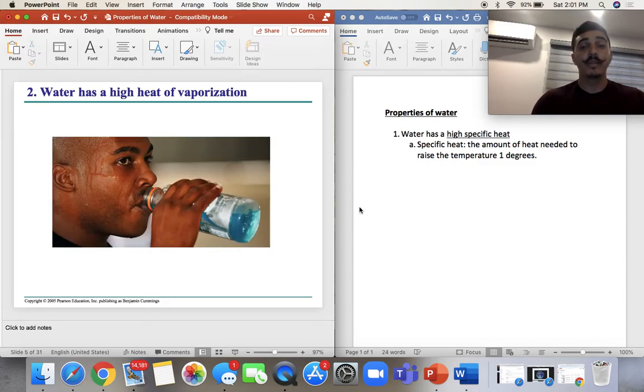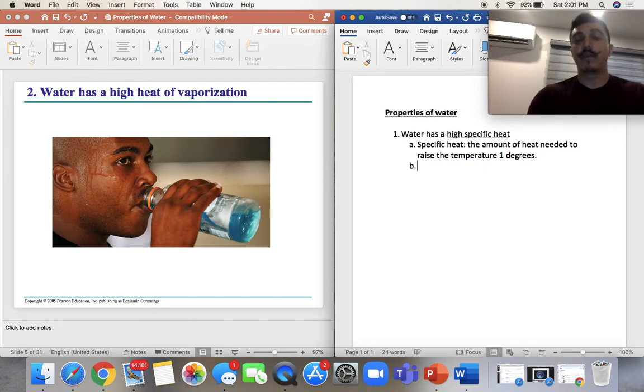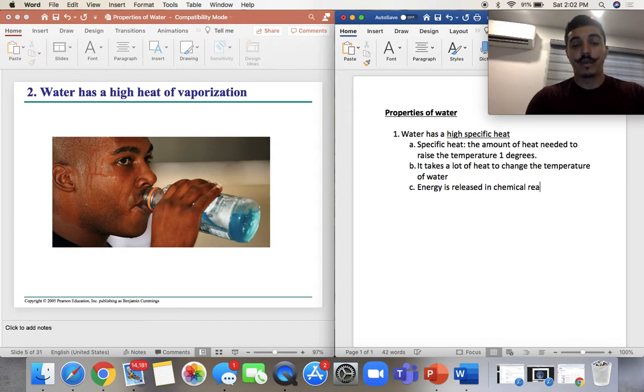It's very important. The second one, so let me write down before I move on real quick. So it takes a lot of heat to change the temperature of water. Okay. Energy is released. So I'm just rewriting what I've said so we don't forget about them. Inside for reactions in our body, water helps us regulate that temperature. Okay.